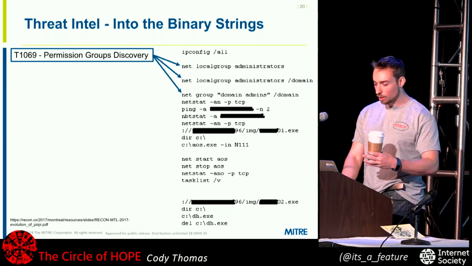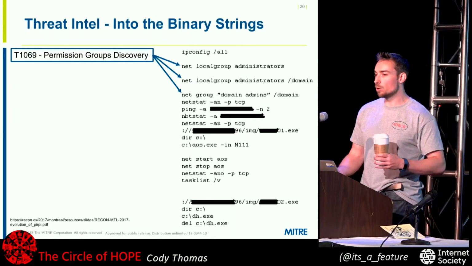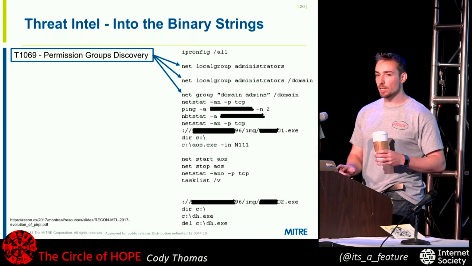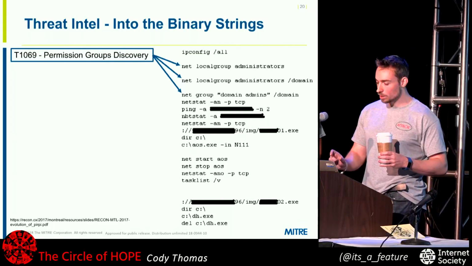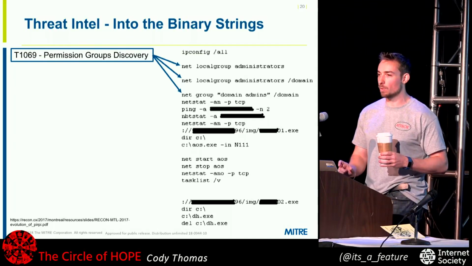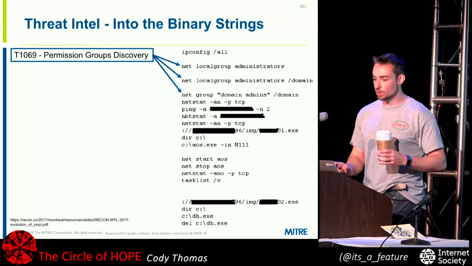And so we can see here already that, for example, they're doing permission groups discovery by trying to see who's admin where. And one interesting thing to note about this part is you can already see that there's some redundancy. Looking at the local group administrators /domain and the net group "domain admins" /domain is going to give you a lot of the same information, because both of those are kind of looking for the elevated admins across the domain.